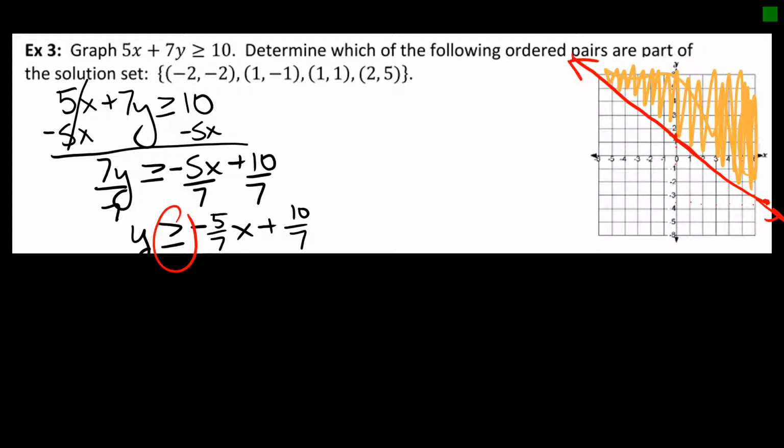All right. Now the question is, are these ordered pairs on there? So first I'm going to start with -2, -2. So here's -2, here's -2. Is that in the shaded area? No. So this guy's no. So now I got to do 1, -1. So here's 1, -1. Is that in there? No. Now I got to do 1, 1. Is 1, 1 in there? Yes. And then I have to do 2, 5. So 1, 2, then 1, 2, 3, 4, 5. Is that in the shaded area? Yes. So I have 2 no's, 2 yeses. If you need to pause the video to figure out what happened there, go ahead.